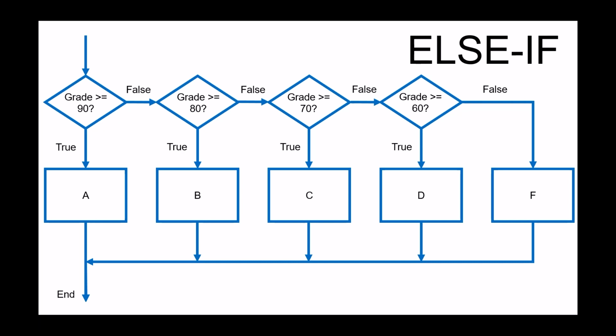So let's return to our grade example. And let's say we have a grade of 72. Now, when we get to this first logical expression, the grade is not greater than or equal to 90. So the logical expression is false, and we move on to our second logical expression. Now, similarly, the grade of 72 is not greater than or equal to 80, so this statement is false, and we move on to our third logical expression. Now, in this case, our grade is greater than or equal to 70. That is true, which means we have received a C in the course, and our program ends.